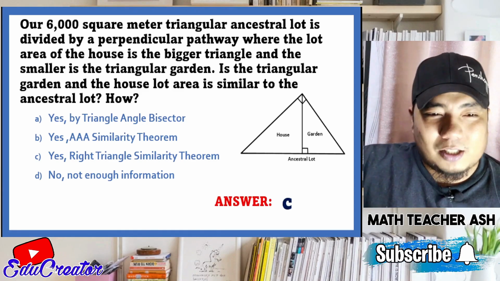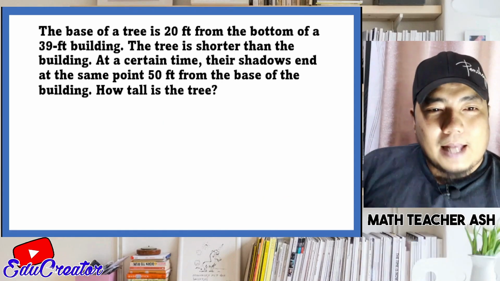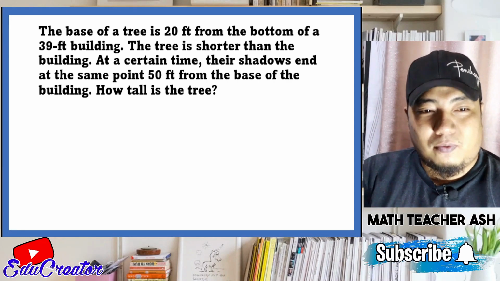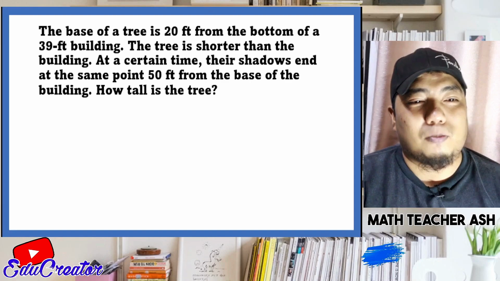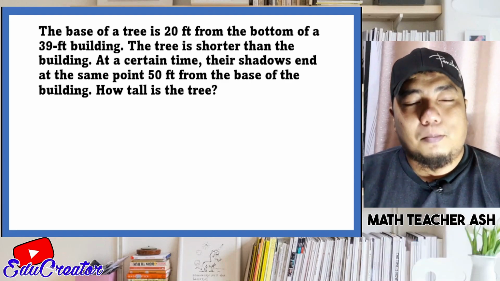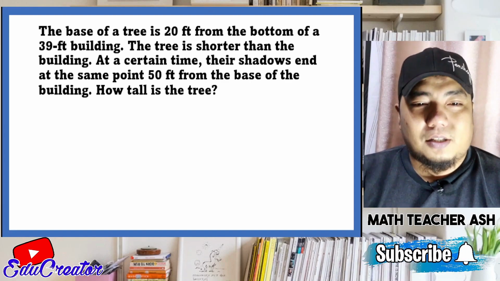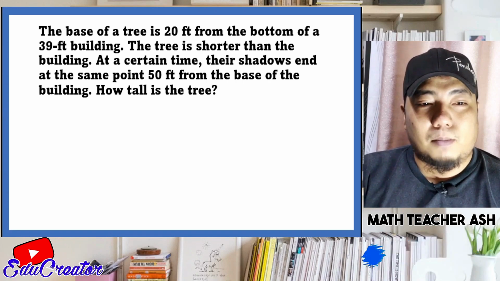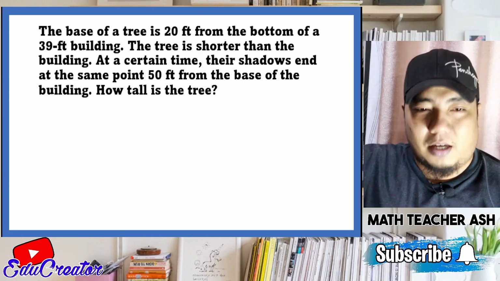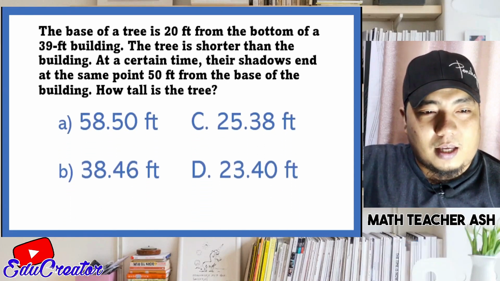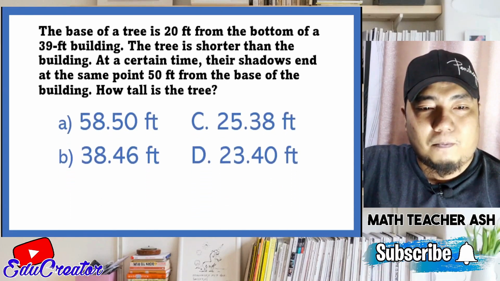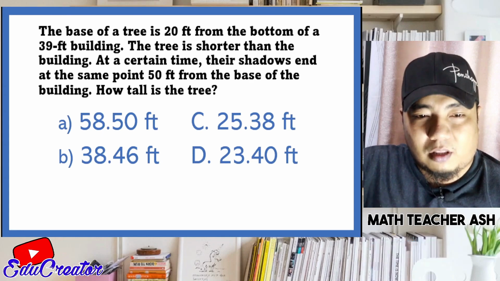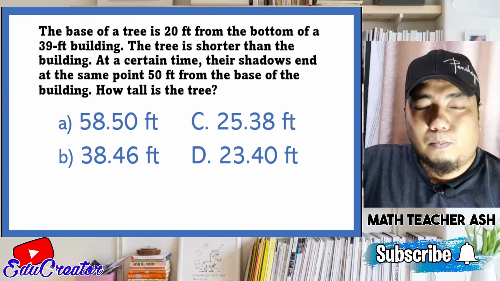So now let us go to the next problem. The base of a tree is 20 feet from the bottom of a 39-foot building. The tree is shorter than the building, of course. At a certain time, their shadows end at the same point, 50 feet from the base of the building. How tall is the tree? Okay. So is it A, 58.50 feet, B, 38.46 feet, C, 25.38 feet, or letter D, 23.40 feet?